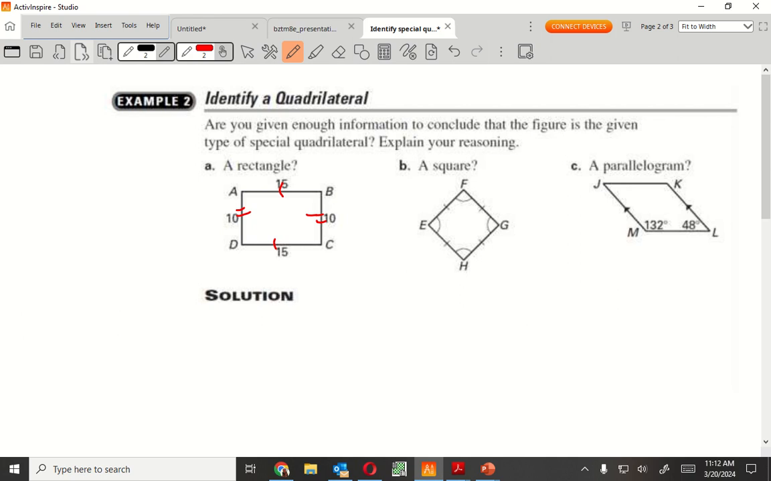There we go. It is no, because it doesn't say that there's right angles there. So it could be a parallelogram, we just can't tell. So this one is going to be no.